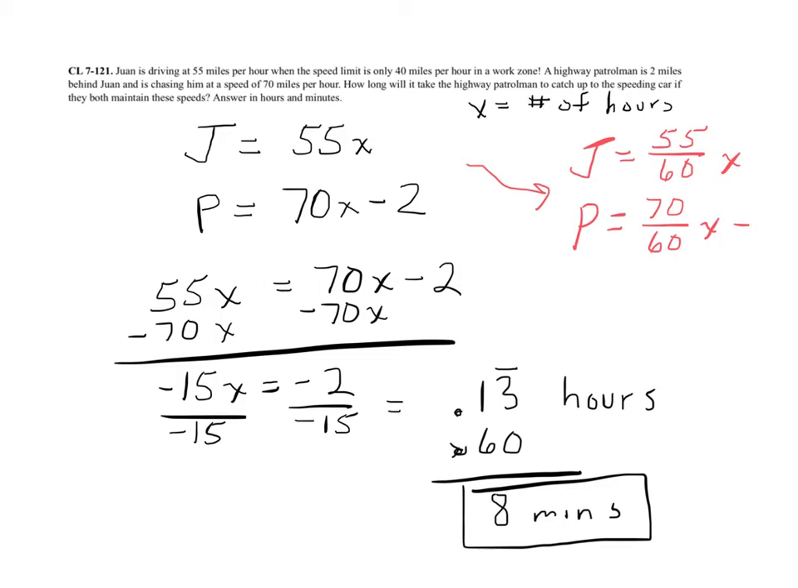And then it would still be minus 2, correct? Yeah. Because you still started out 2 miles behind. If you solve those, set those equal and solve, now your x will be directly 8, but you have to deal with the fractions initially.